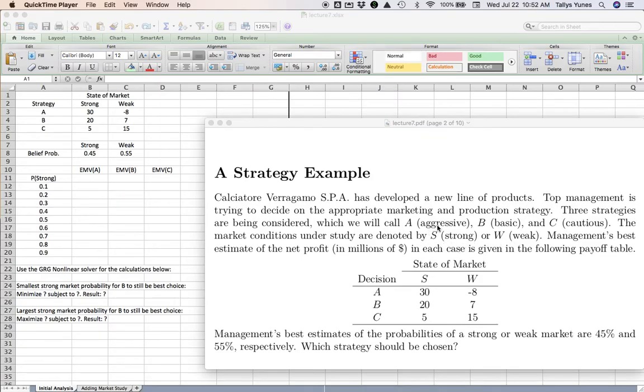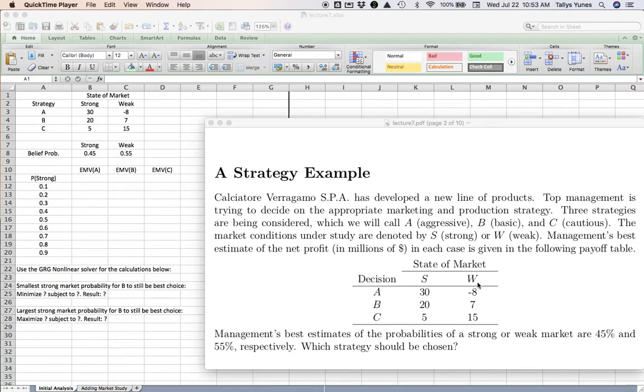First, if the market turns out to be strong, depending on the strategy we chose, we can make more or less money, right? So for example, if we went aggressive and we were lucky and it turns out the market had a strong reaction to our product, our net profit will be $30 million. If we chose to go with the basic strategy, we make a little less, 20 million, if the market was strong, and conservative or cautious, 5 million.